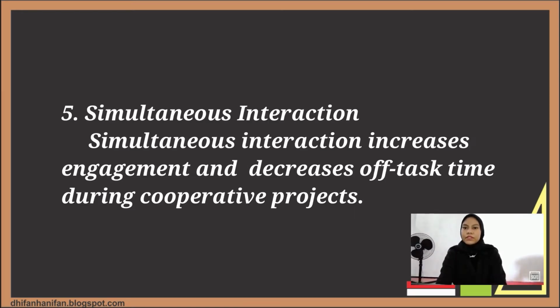Next point, simultaneous interaction. Simultaneous interaction increases engagement and decreases task time during a cooperative project. The same is true within teams. The biggest obstacle to simultaneous engagement is a sequentially designed project. That is, the project must be performed in a series of sequential steps. Something needs to happen before the next step can happen. This can be seen when one teammate works while others sit around waiting for the step to be completed.